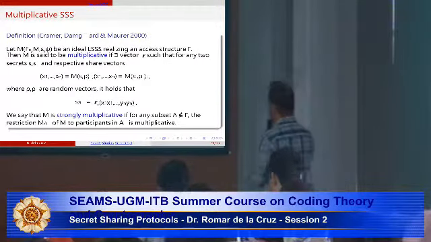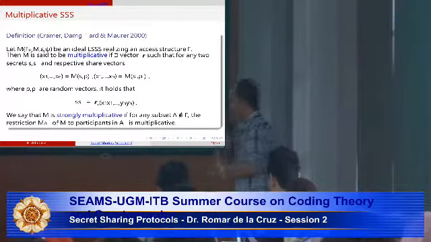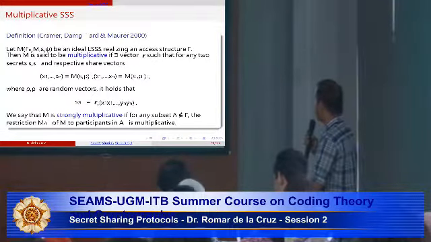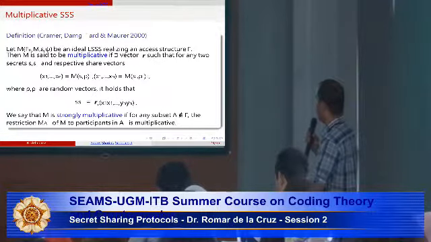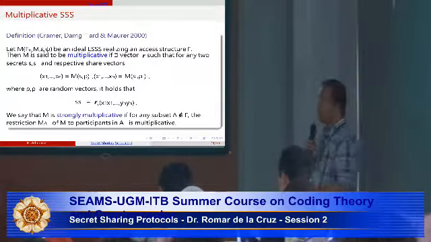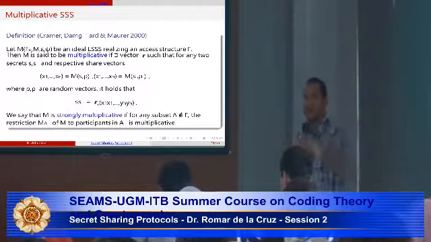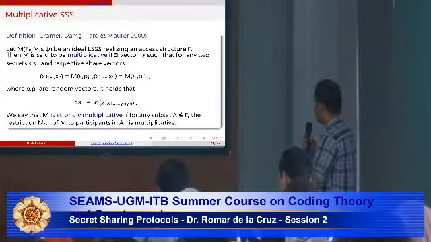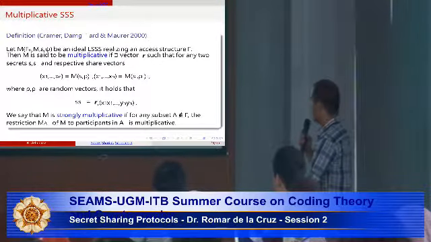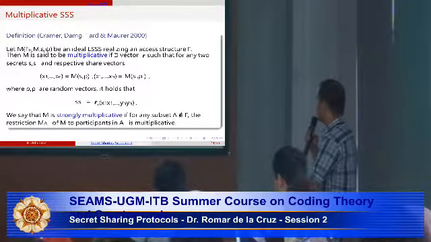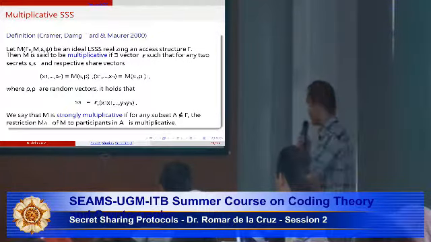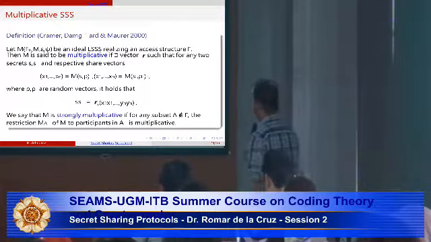Now, we say that a scheme is strongly multiplicative if you take any subset A not in the access structure, and consider the restriction of the scheme to the complement of A, so if you remove the participants in A, the resulting scheme is still multiplicative. So you still have this property, but your shares now are just limited to the shares of the complement of A. So that's what we mean by a strongly multiplicative scheme.